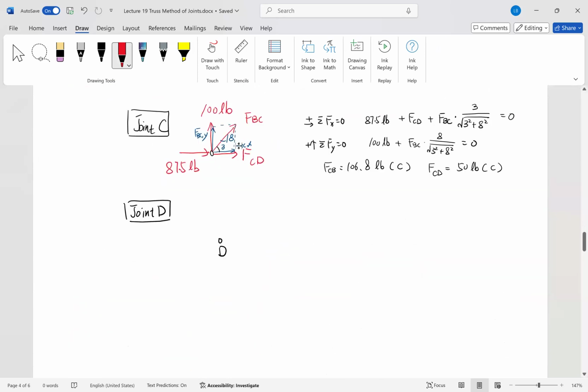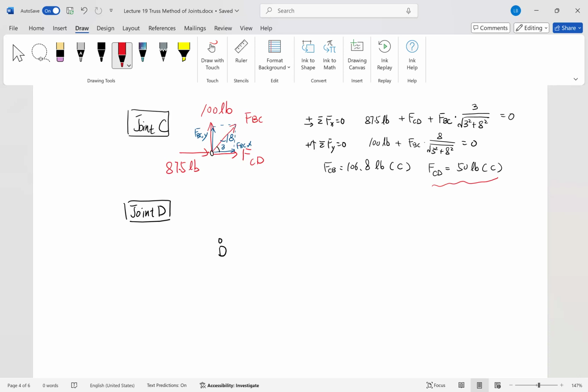But do we know member CD here? We know that, right? Because previously, by solving joint C, we already have member CD equal to 50 pound, and it is a compression. So please note, if you've already solved that, you need to include that in your free body diagram. Otherwise you are going to find that there are too many unknowns. So at D here, we are going to include the force in member CD, but it's in compression.